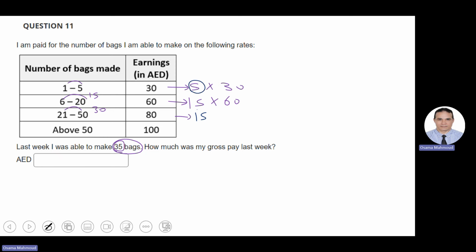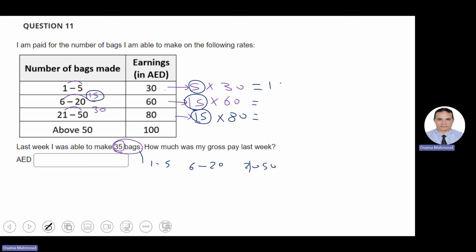The first 5, you will get this one. The second 15, you multiply by 60. And I have another slice from 21 to 35. So the 35, I slice from 1 to 5, and slice from 6 to 20. And I have another slice from 21 to 35, right? So I multiply by 80. Now I can get the values for all of these.